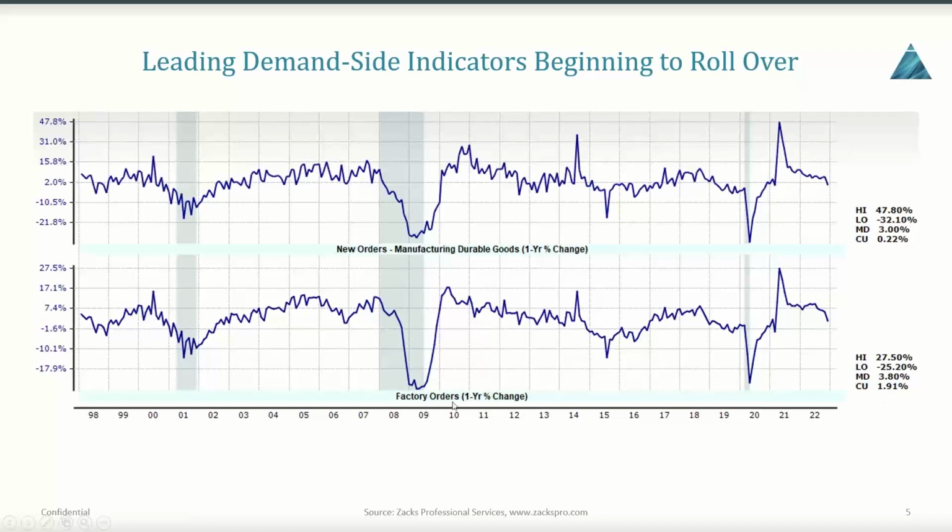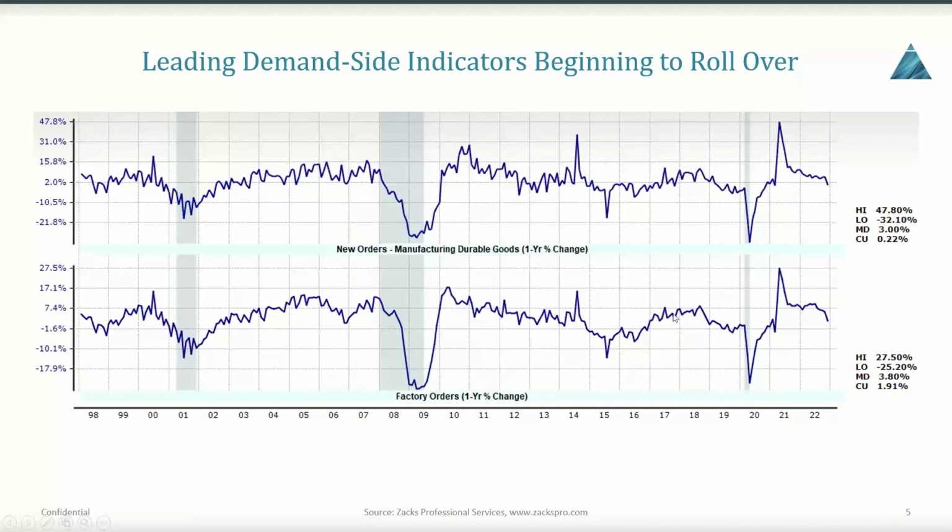You can see the same thing with factory orders, another way of looking at the demand side. And you can see that number has been rolling over. This was at 7% consistently for almost an entire year, from mid 2021 to mid 2022. That was a great stretch of expansion. And now it's falling very, very close to contraction.